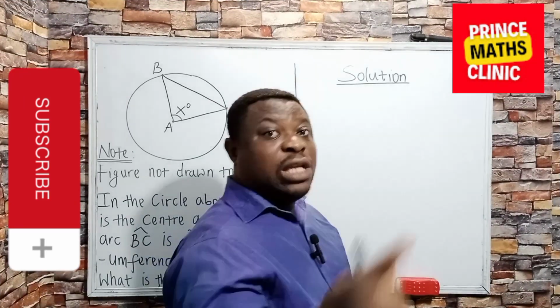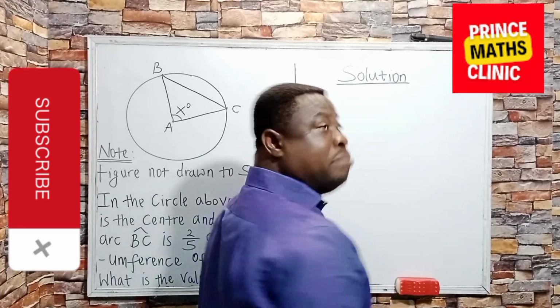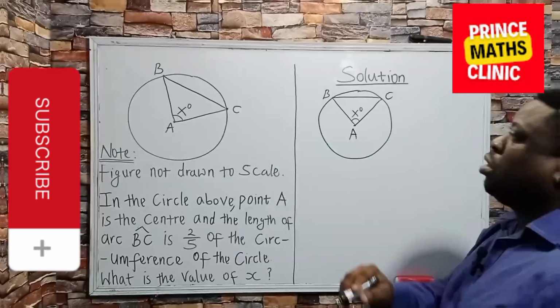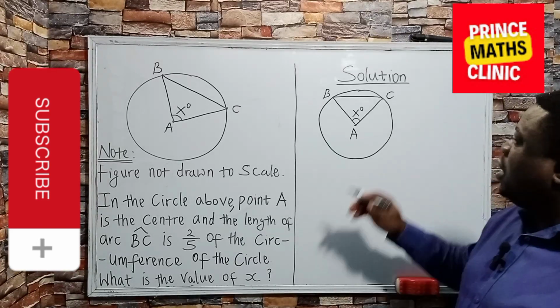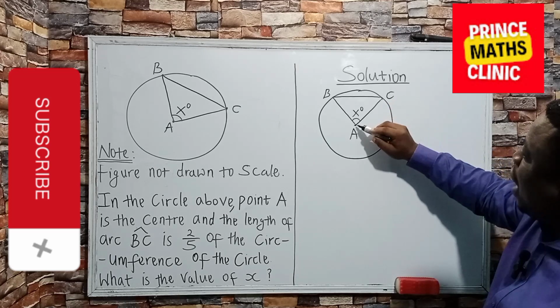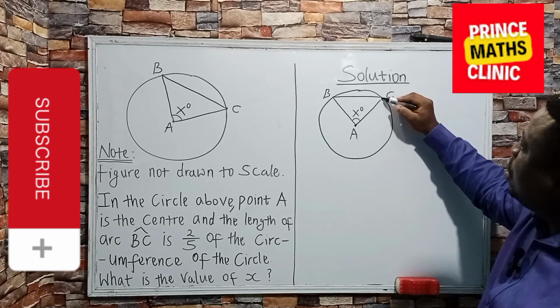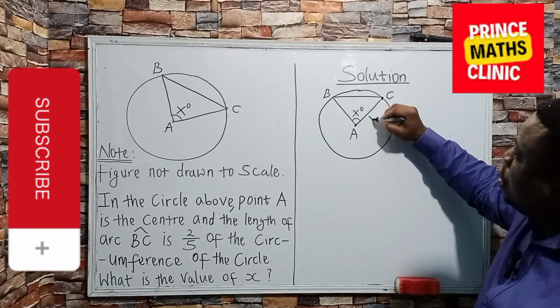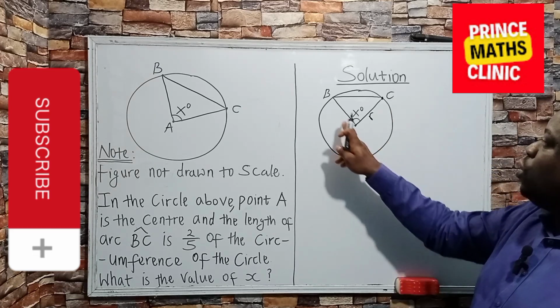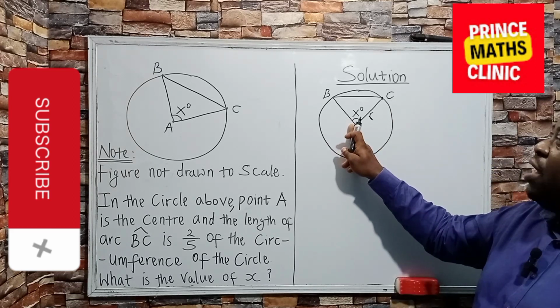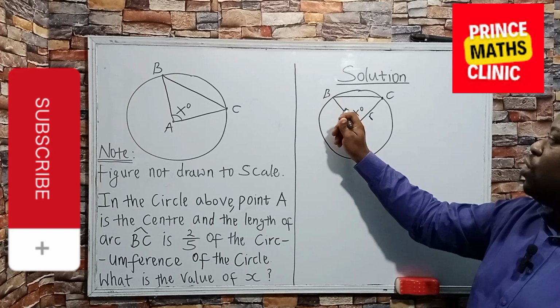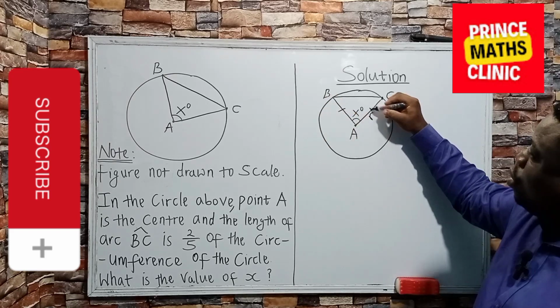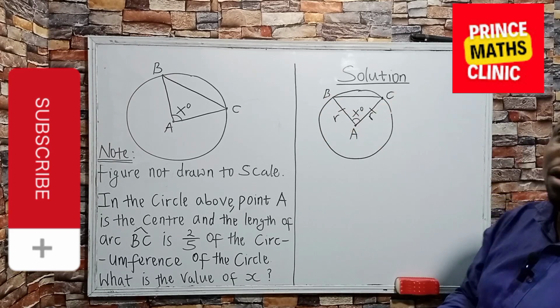I'm going to draw out the circle and make some remarks. Here is a circle. This part from the center to the circumference is called the radius. So also this part from the center to the circumference is another radius. So the two parts are equal.